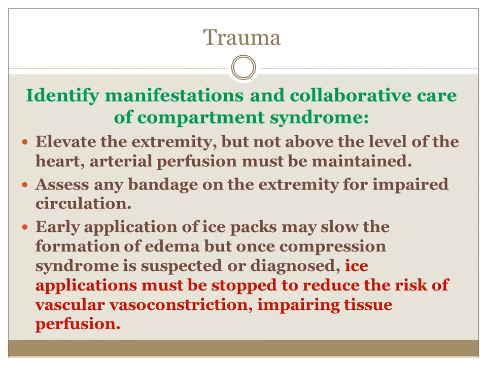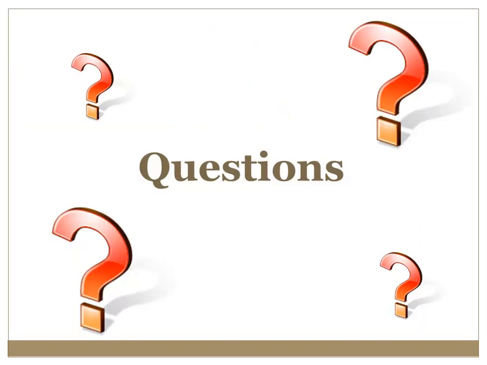Assess any bandage on the extremity for impaired circulation. Early application is ice packs. That's normal. As soon as we know that the individual has a fracture, we want to put ice on it and elevate it higher than the heart. And that's going to help slow the formation of edema. But once compression syndrome or compartment syndrome is identified, then the ice application must be stopped, because then there's a concern that you have arterial compromise. We do not want to vasoconstrict that artery, which will impair tissue perfusion.